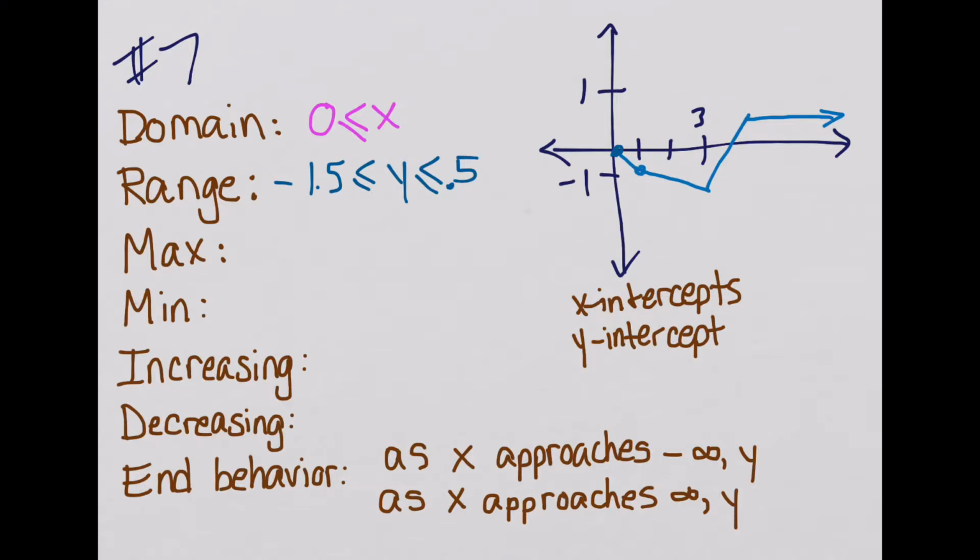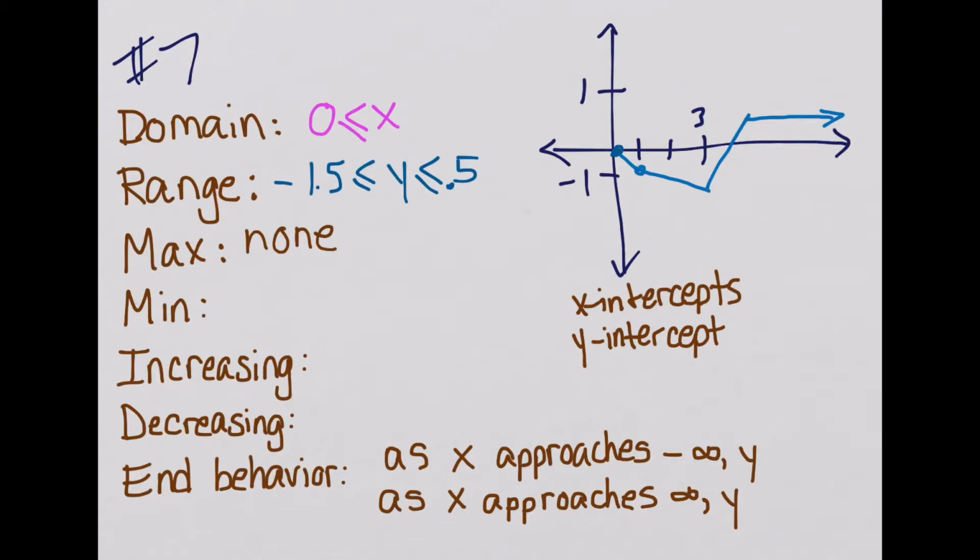My max. In order to be a max, it needs to be increasing on one side and decreasing on the other. And I don't see that anywhere. It is increasing, but it never decreases. There's no top of the mountain here. And so you are completely okay to say none. If a function doesn't have something, that's okay.